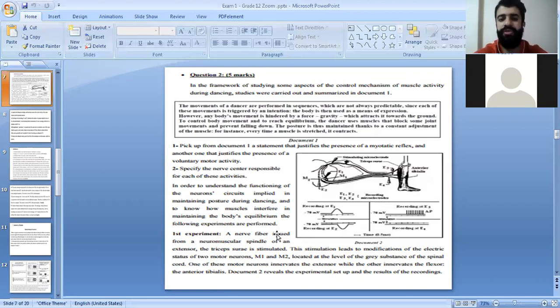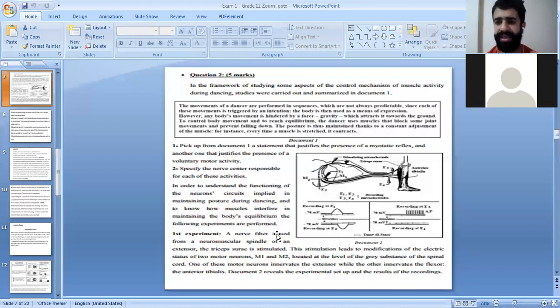To control the body movement and to reach equilibrium, the dancer uses muscles that block some joint movements and prevent their falling down. The posture is thus maintained thanks to a constant adjustment of the muscle. For instance, every time a muscle is stretched, it contracts.